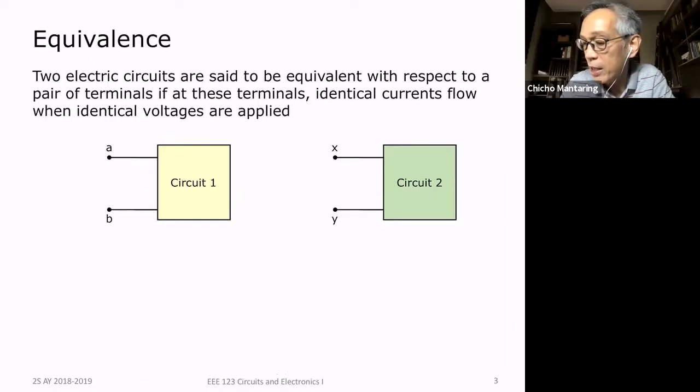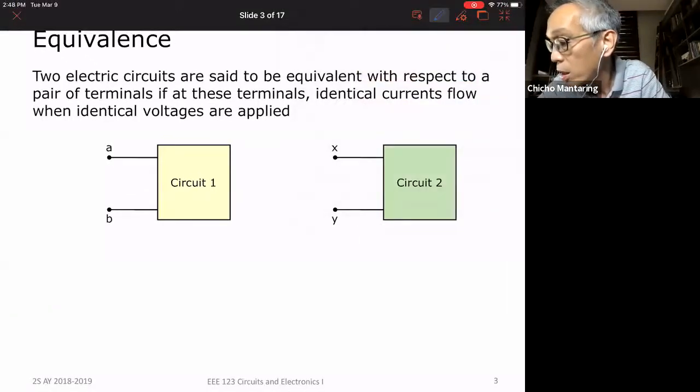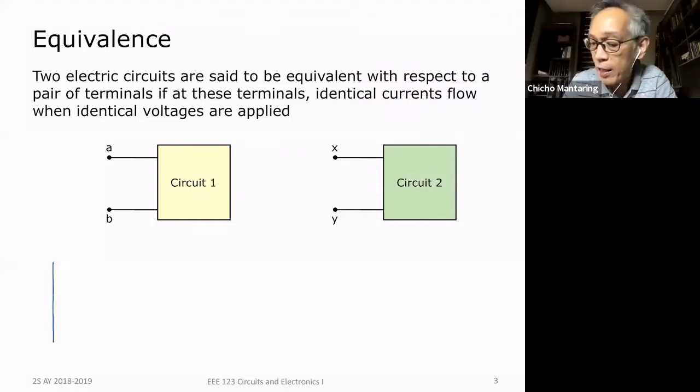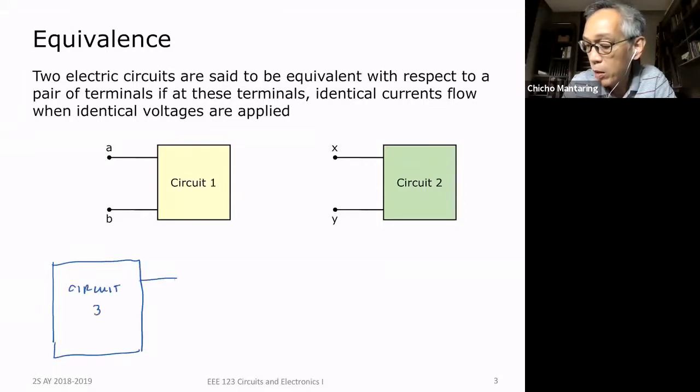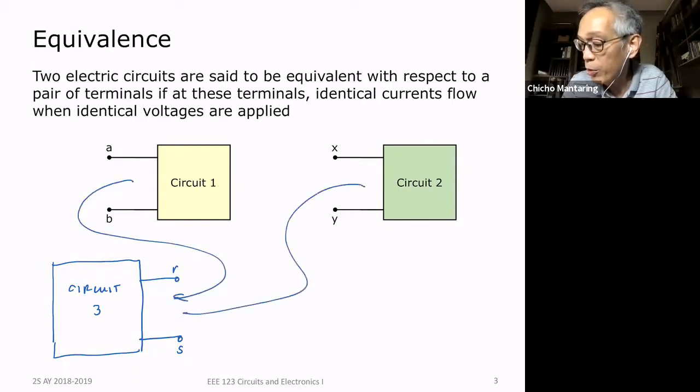Okay, intuitively, ano ang ibig sabihin kung circuit 1 is equivalent to circuit 2? Ang ibig sabihin nun is, if I have a third circuit, let's say I have circuit 3, let's call this RS. Kung meron akong third circuit, hindi nito malalaman kung equivalent ang 1 at saka 2. Hindi nito malalaman kung sino ang nakakabit sa kanya, whether it is 1 or it is 2. So ito ikabit ko dito, or ito ikabit ko dyan.